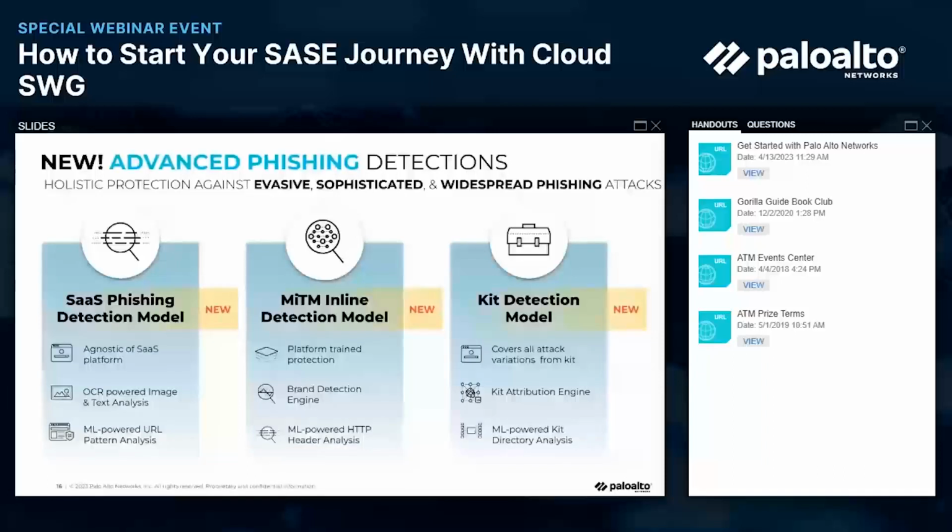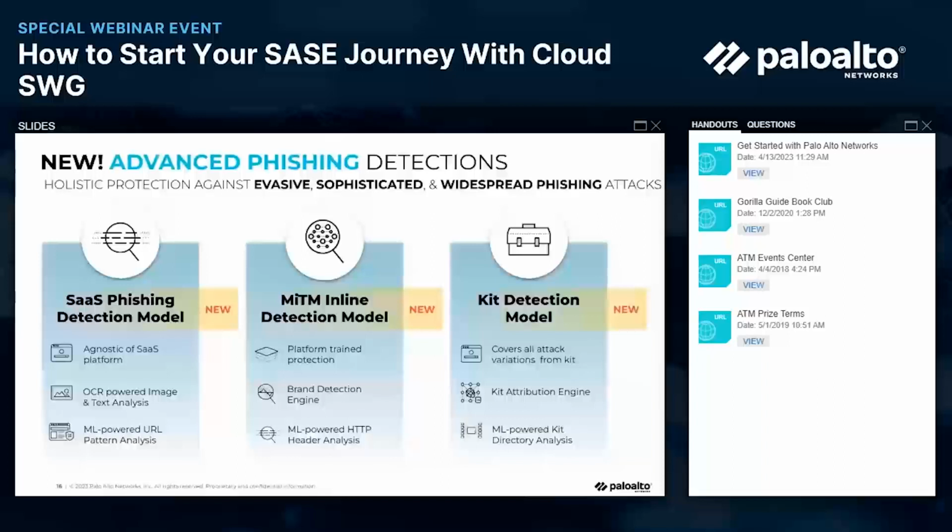Now, our approach to this is that we utilize various HTTP signals. We generate unique HTTP header signatures that we then use to train our inline MITM model to catch the presence of these attacks. And the advantage we also get is that attacks of this nature can be analyzed and blocked in real time. Okay, that's the second one.